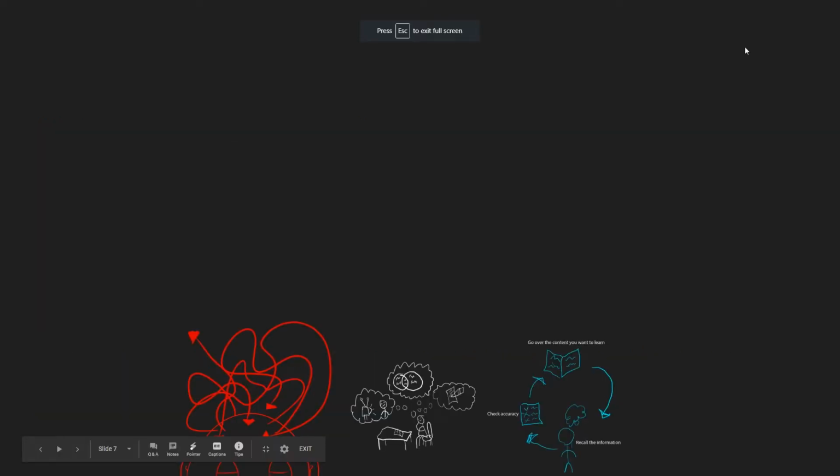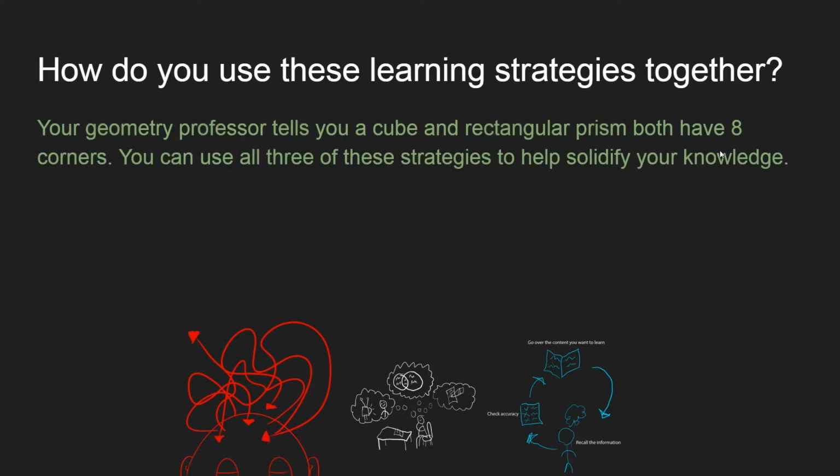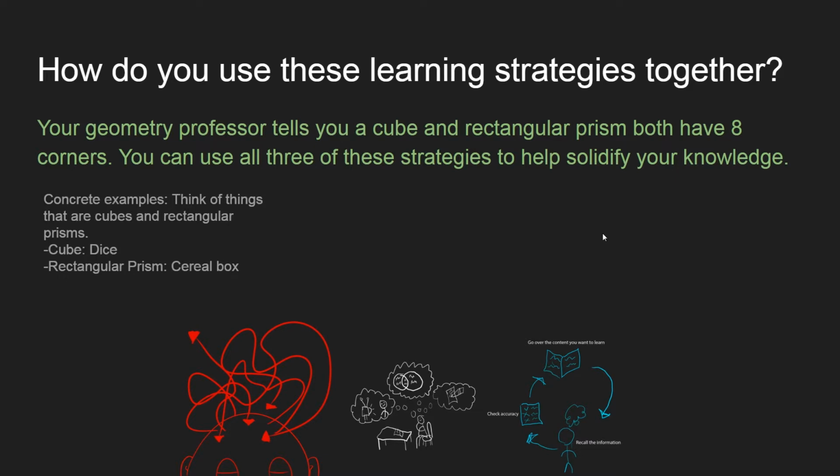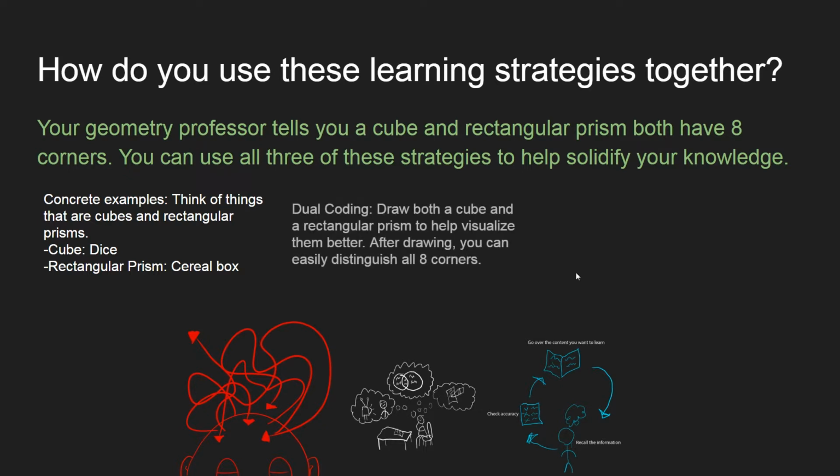So how do you use all of these learning strategies together? Well, let's take the example of your geometry professor tells you a cube and a rectangular prism both have 8 corners. You can use all 3 of these strategies to help solidify your knowledge on the subject. So, for example, concrete examples, you think of things that are cubes and rectangular prisms. A very common cube is dice or die, and a very common rectangular prism is a cereal box.